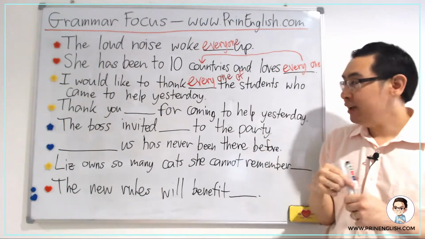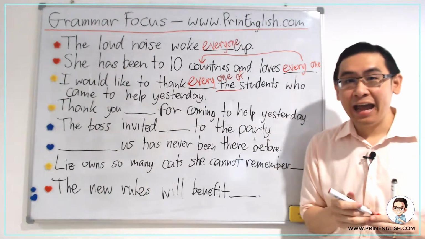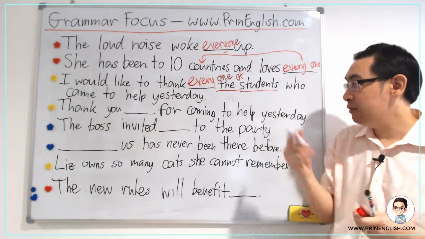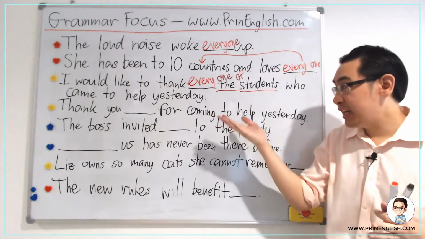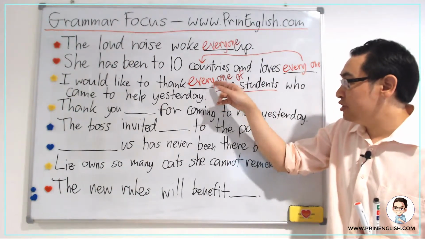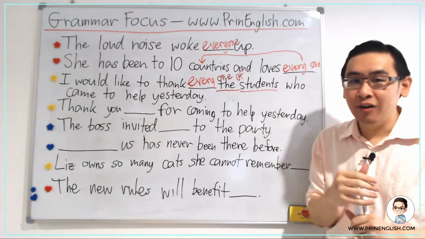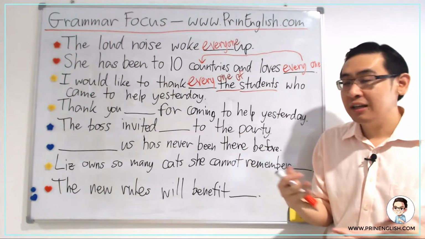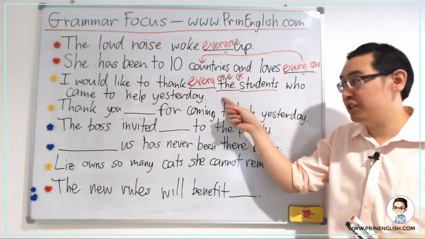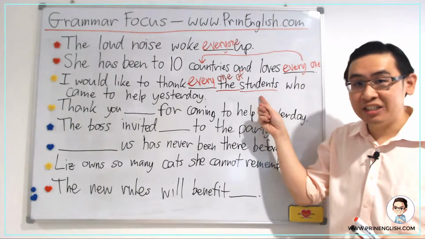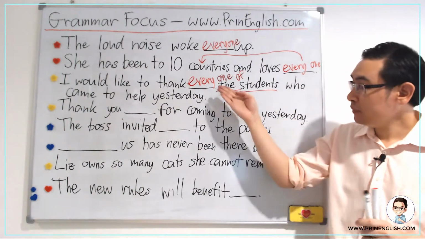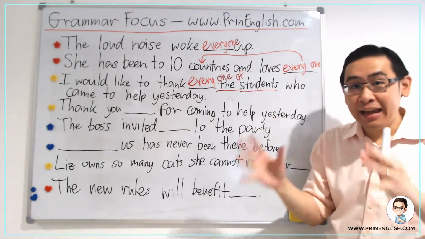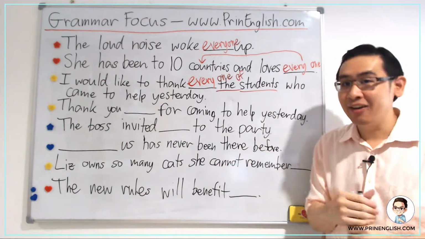Why? Because we have "the," and remember "the" is a determiner, so if it's followed by "the" and then obviously a noun, it is more appropriate, it is actually the only correct answer, to use "every one of." Whether it is a person or not, in this case it's a person because the group is the students. That's the name of the group. So basically when we use "every one of," it means that the person would like to say thank you to each and every student who came to help yesterday.